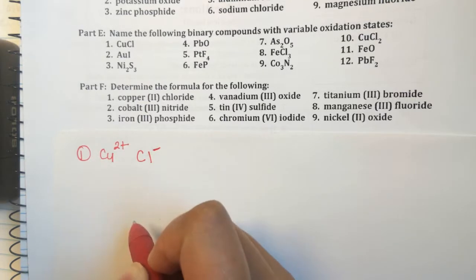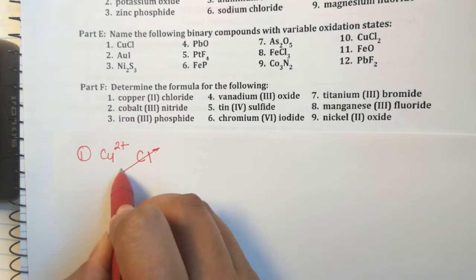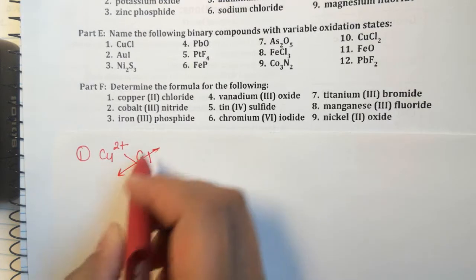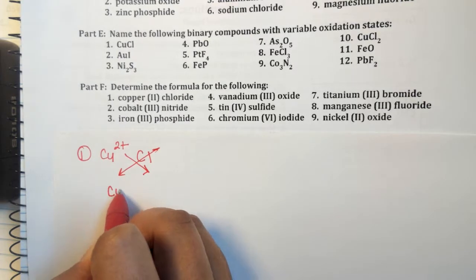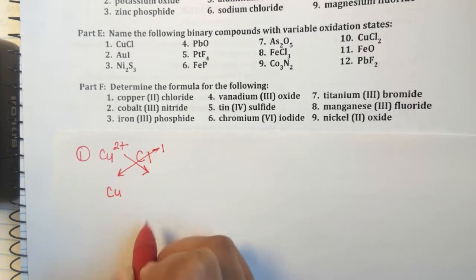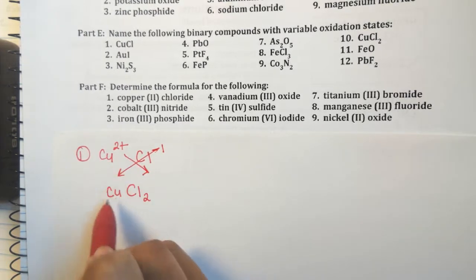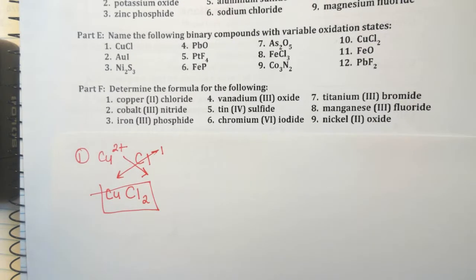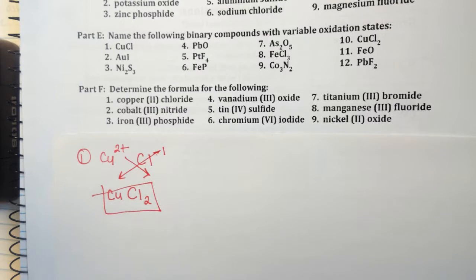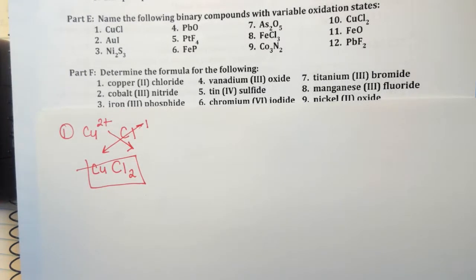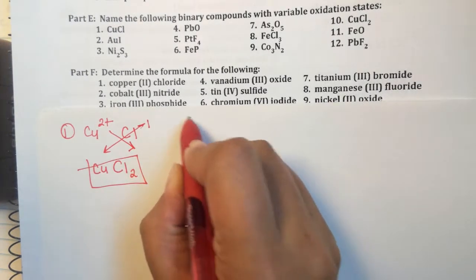Should be -1, and so we are going to swap and drop the oxidation states, and remember the charges do not come with them. Copper is going to get this 1 right here, and then chlorine is going to get this 2 from copper. So you should have gotten CuCl2. Are there any questions over the process of doing this? This should have been review. Alright, so then let's look at 2.